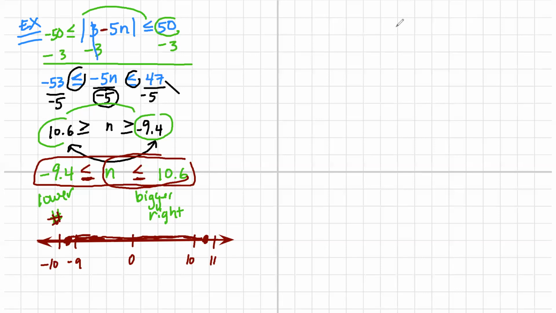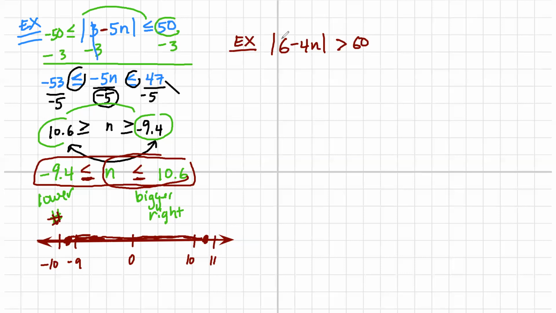Okay, I have another one like that I wanted to do with you. I think it's a greater than problem. The other one I wanted to do with you is the absolute value of 6 minus 4n is greater than 60. Okay, so now we're going to do a greater than problem.